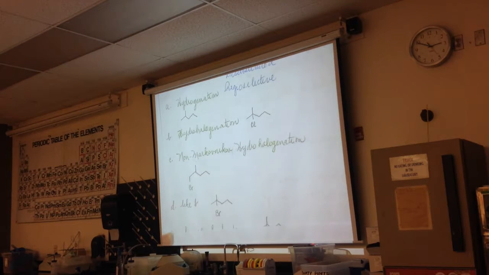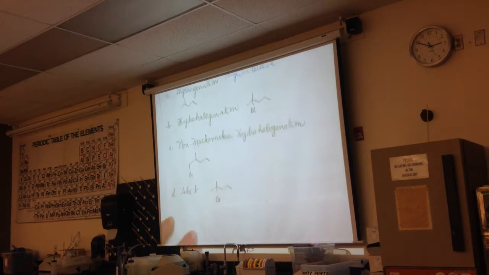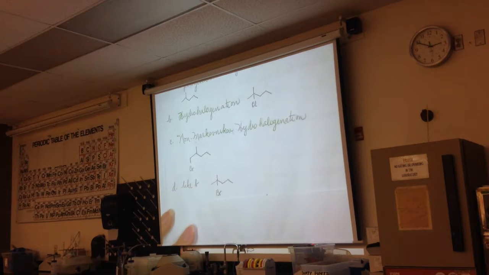Letter D is the total opposite. It's exactly like B. It's a Markovnikov hydrohalogenation, where the bromine actually goes on carbon 2. So, if you really want to have a 1-bromo, you need to have the double bond at the end of the chain, like in the 1 position, so you can get to that.